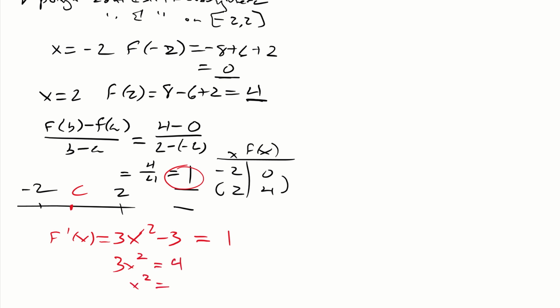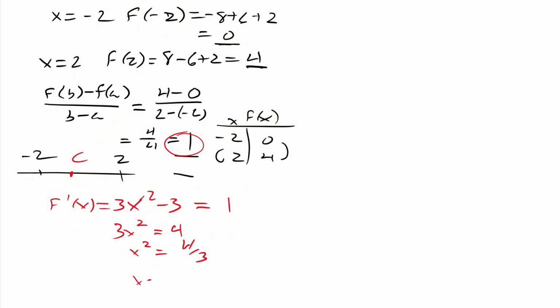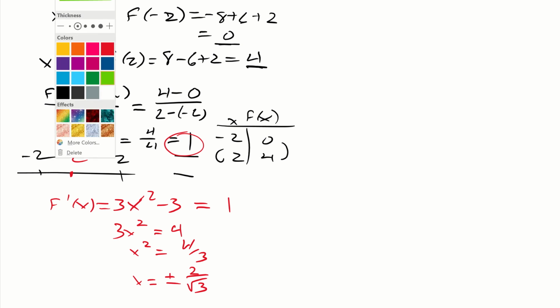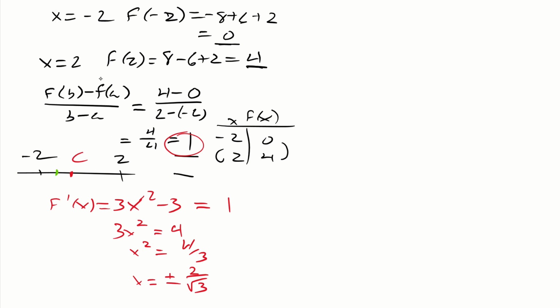So x squared is equal to 4/3, and we got to do it. X is equal to plus or minus 2 over radical 3, which is a little less than 1. Well, the interval we're seeking is between -2 and 2. And I think we'll find that they both fit. I mean, -2 over radical 3 could be here, and 2 over radical 3 is here.